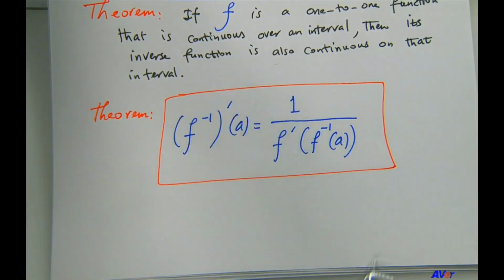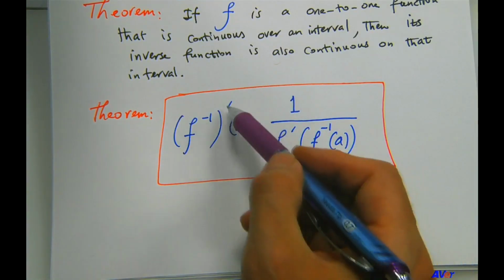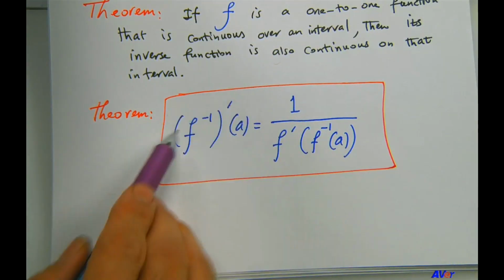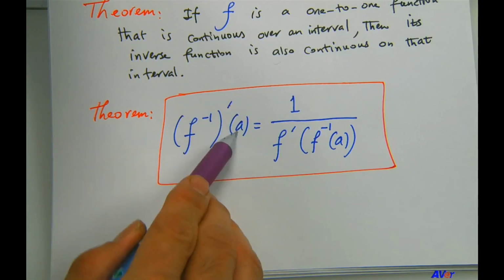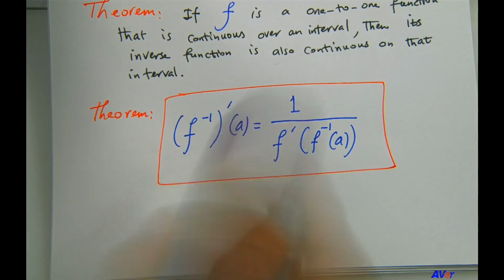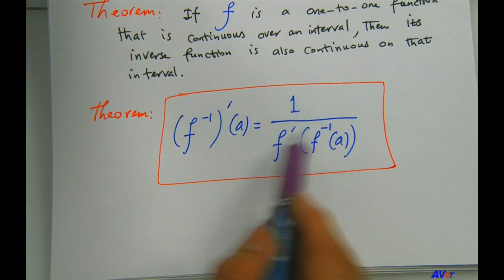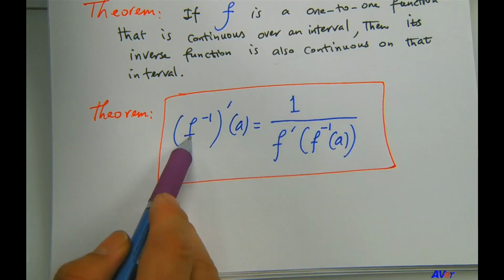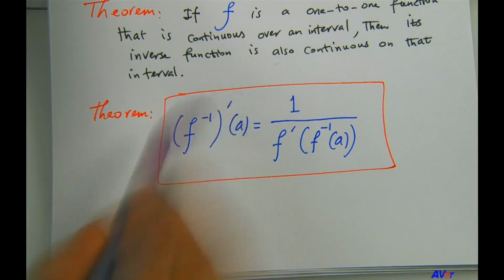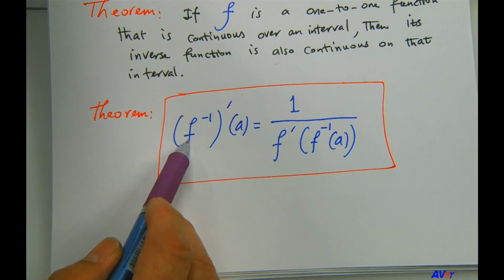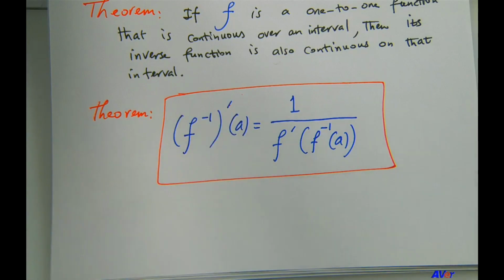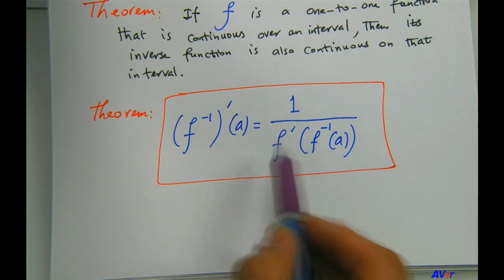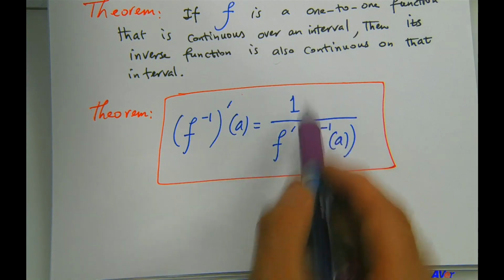So this is saying that if you want to find the derivative of the inverse of a function at some point, you can calculate it in another way. Of course, you can find the inverse function, then take the derivative of that inverse function, and then evaluate it at a. That would be one obvious way of calculating it.